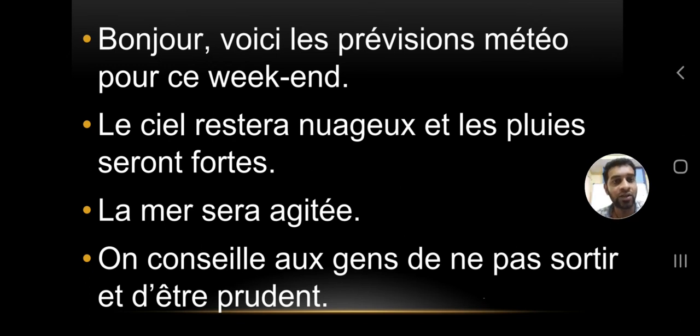On conseille aux gens de ne pas sortir et d'être prudents. So on conseille, we advise the people, aux gens means the people, de ne pas sortir, not to go out, and to be careful. We advise the people not to go out and to be careful.